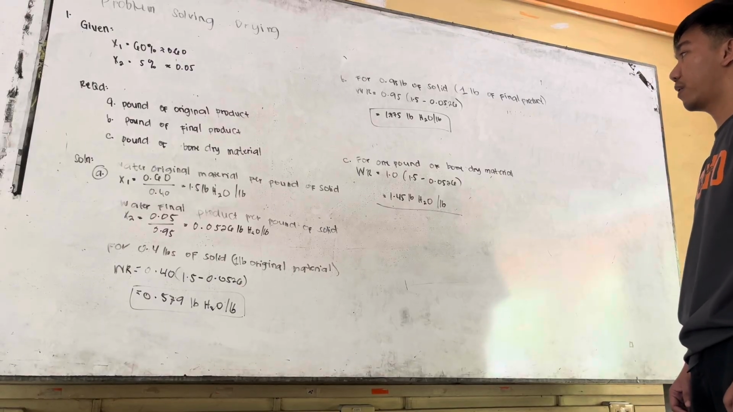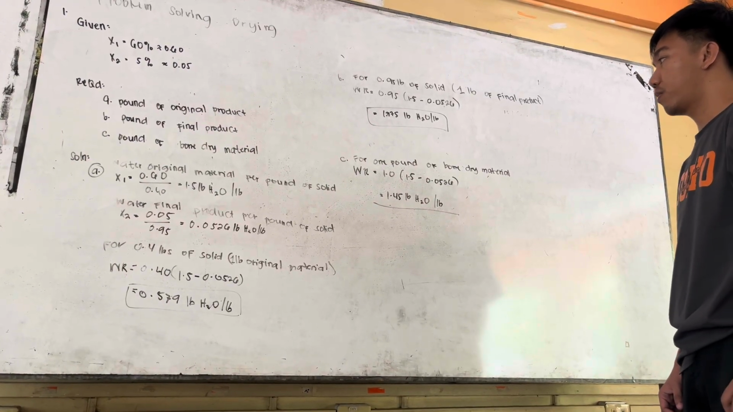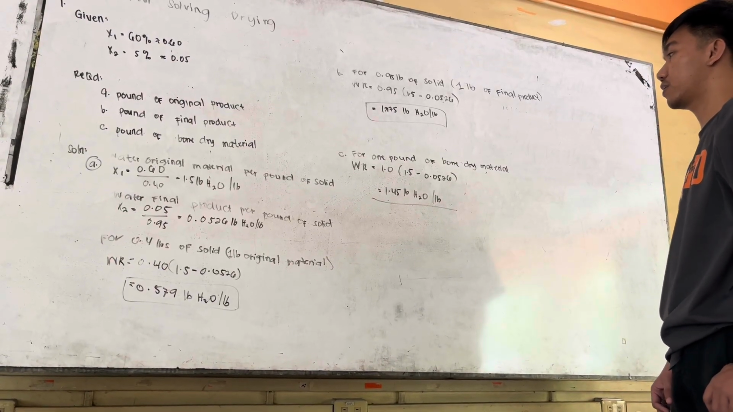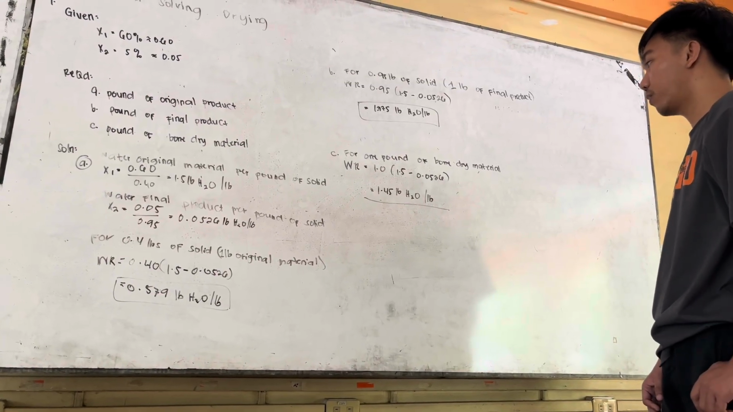And for RC, for 1 pound of bone dry material, we have WR equals 1 times (1.5 minus 0.0526), and we have a bone dry material of 1.45 pound water per pound.